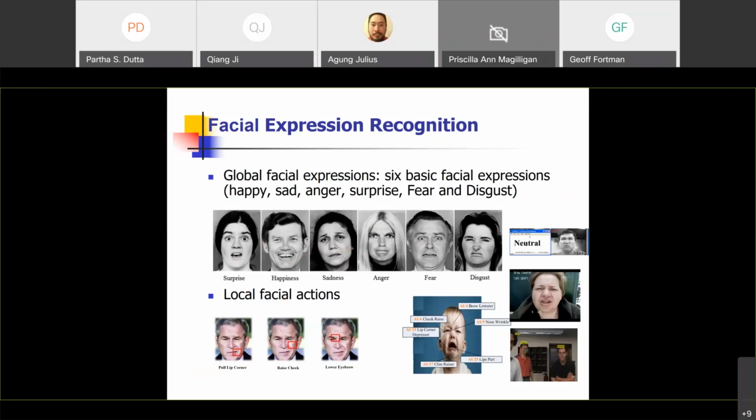We are also interested in local facial action recognition. Here we want to recognize the facial motion near a facial component. For example, here is the facial action near the mouth corner, this is the facial action near the cheek, and here is the eyebrow. These local facial actions are very important in capturing the real emotion of a person. So this is facial expression recognition.